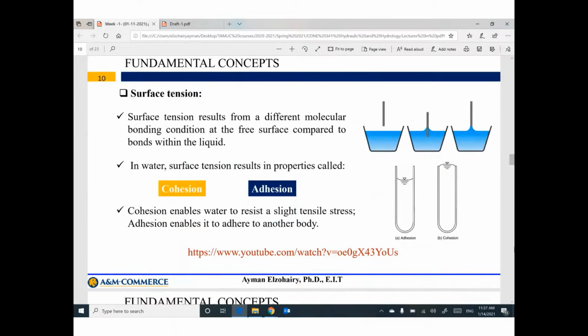We have some fundamental concepts about fluid mechanics. The first one is called surface tension. Surface tension results from a different molecular bonding condition at the free surface compared to bonds within the liquid.